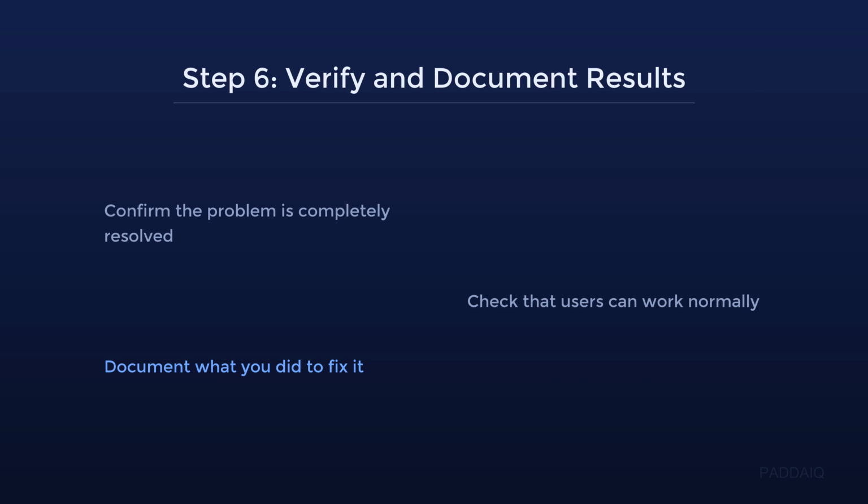Document what you did to fix it. This means writing down the specific steps taken to resolve an issue. For example, if a user login failed due to expired credentials, you'd note that you reset the password and verified successful access. Keeping this record ensures future problems can be solved faster and knowledge is shared across your team.